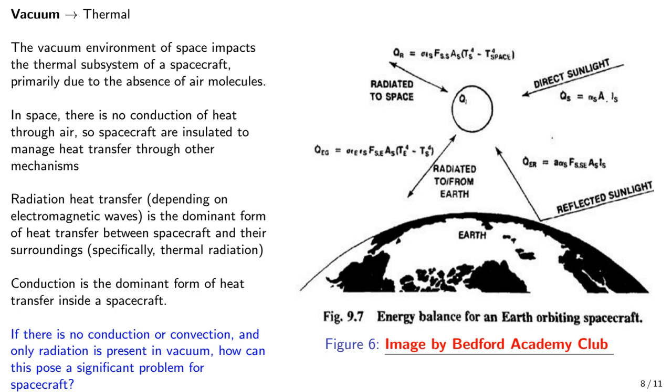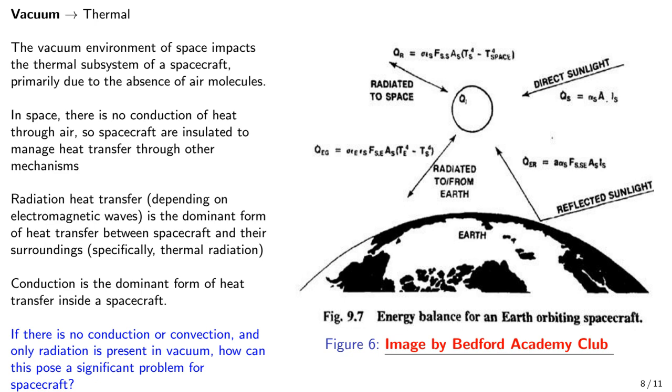Your radiation heat transfer depends basically on electromagnetic waves, and is the dominant form of heat transfer between your spacecraft and the surroundings, that is the vacuum. And not only the vacuum, all of the surroundings in space or the space environment. And it uses thermal radiation, specifically. Then inside of the spacecraft itself, it uses conduction as a form of heat transfer. Okay.